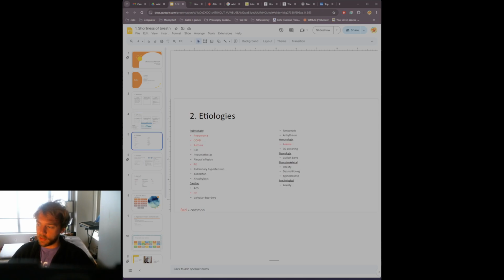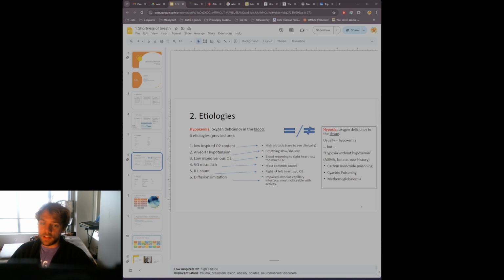Etiologies of shortness of breath include all of the following on the screen. I put the ones in red that in my clinical experience you see more commonly. These include pneumonia, COPD, asthma, PE, pulmonary embolism, heart failure, anemia. So you should have a working schema for at least all the ones in red, and you'll build on the ones in black as you continue your training.